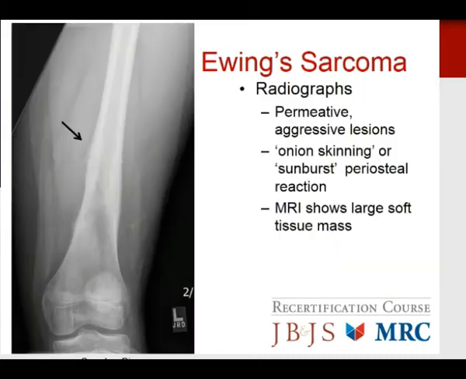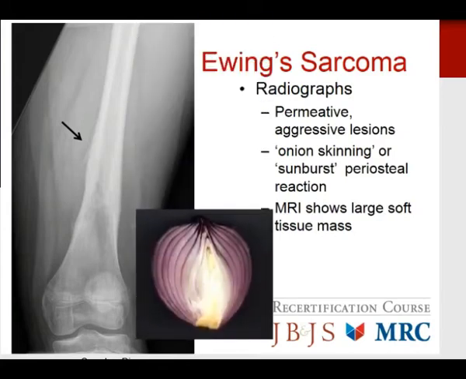Ewing sarcoma has some characteristic findings itself with onion skinning. The other term that can be used is a sunburst appearance. And we look at the x-ray on the left, the black arrow is on this onion skinning appearance. Ewing sarcoma is made up of small round blue cells, and the small round blue cells create a very large soft tissue mass. The layering that occurs from the periosteum in the setting of this onion skinning creates a look that looks like the skin of an onion as you peel the outer layers.